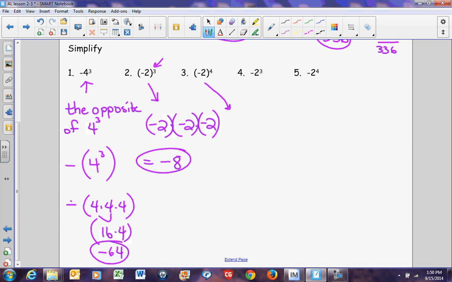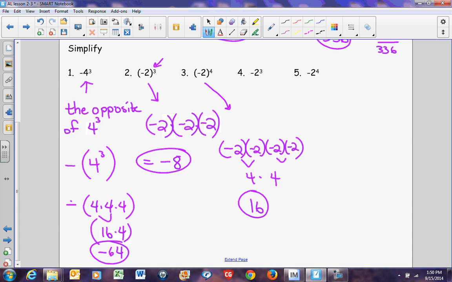because number 3 says negative 2 to the 4th is negative 2 times negative 2 times negative 2 times negative 2. 2 times 2 is 4, 2 times 2 is 4, 4 times 4 is 16, and it should be positive because of an even number of negative signs. And I'm going to move number 4 down a little bit so we can see it.